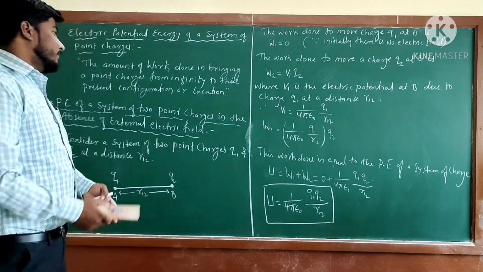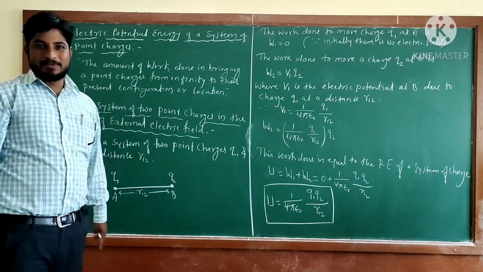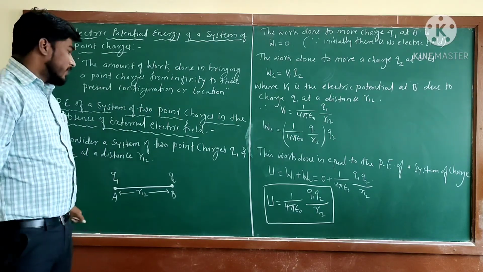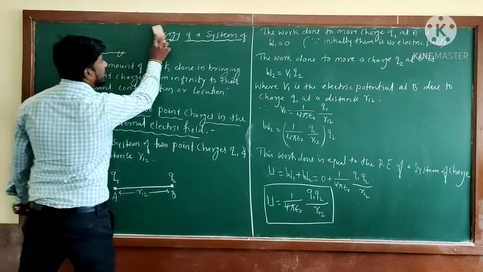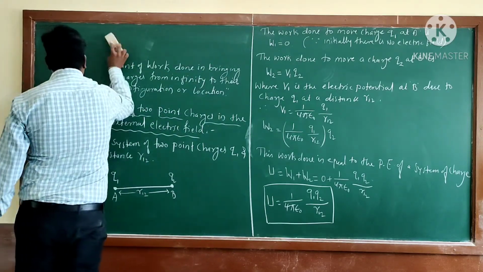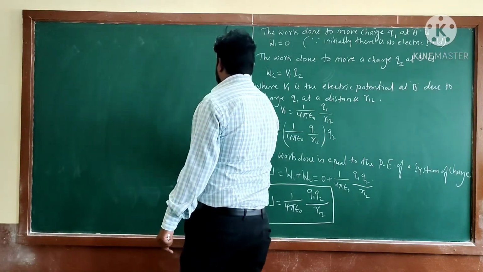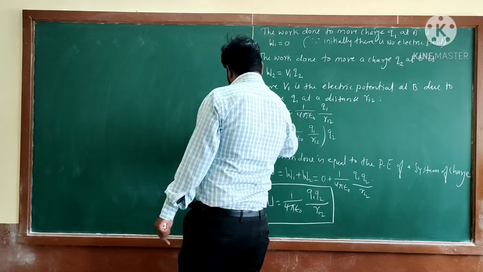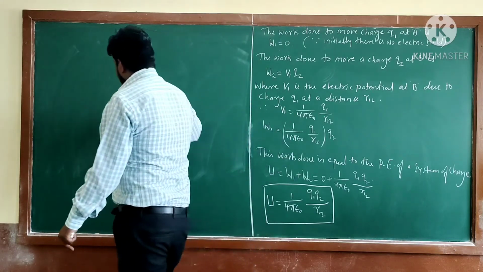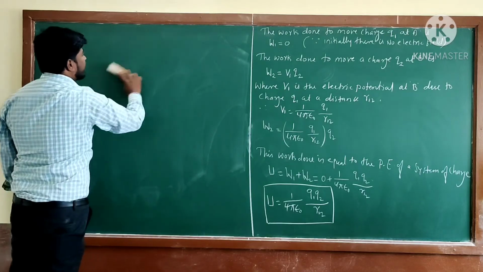Suppose that a third charge is present now. If a third charge is present, what will be the expression for the potential energy of the system of charges? Here, we consider a third charge.